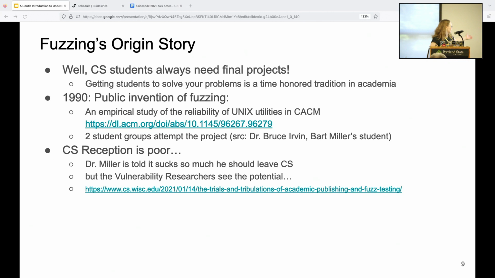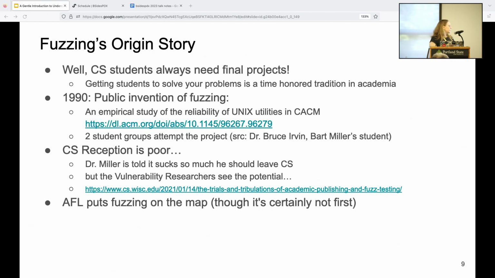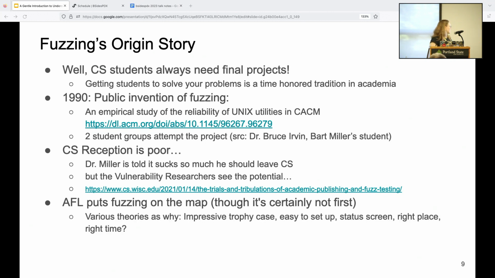So if you are interested in reading about it, there's a lovely interview with Dr. Miller. Again, I'll post the slides so you can click on the link. It's worth reading. Now, the fuzzer that sort of is the first most people heard of is AFL. This kind of rose to popularity in the late aughties, early teens, but there are many fuzzers that predate it. But this is the one that everyone seems to have heard of first. And there are various theories for that. It's got an impressive track record.